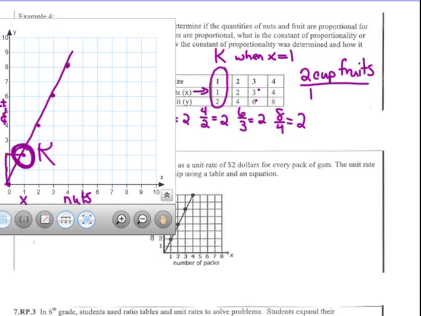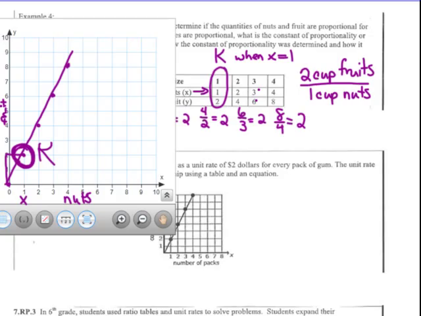Per 1 cup of nuts. That's your constant of proportionality. So that's my constant of proportionality. Explain how I got it. Well, I used my table and I divided y divided by x to get my k. And how it relates to both the table and the graph.